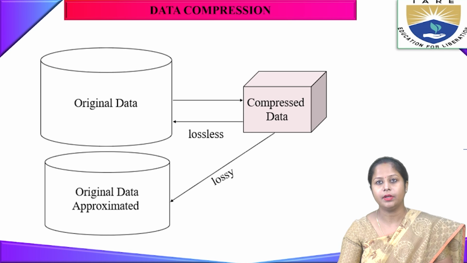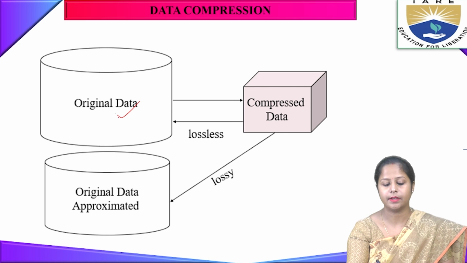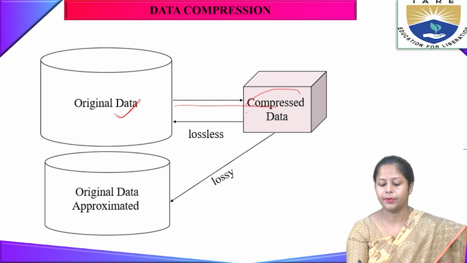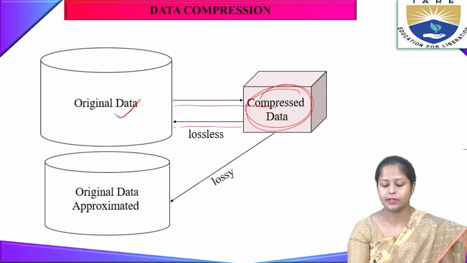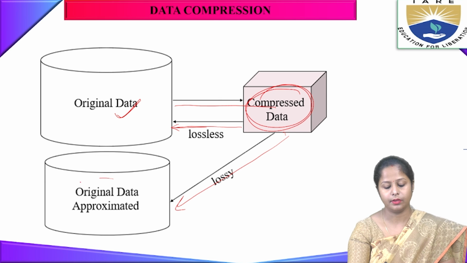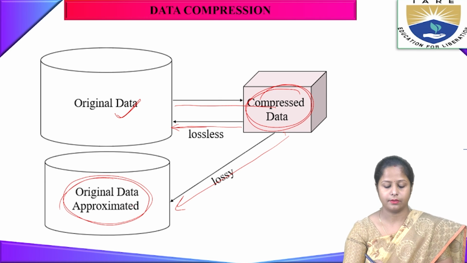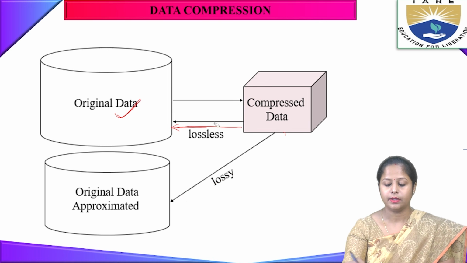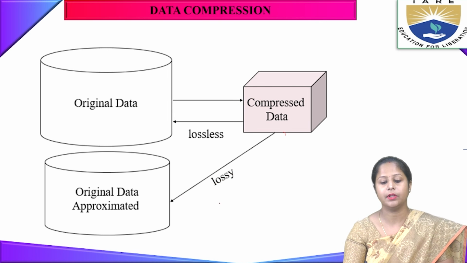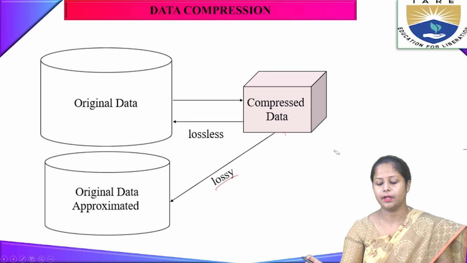This is the example for data compression. This is the original data, and that is the original data that has been compressed. That is lossless. And if there is lossy compression, the original data is approximated after the data compression method.